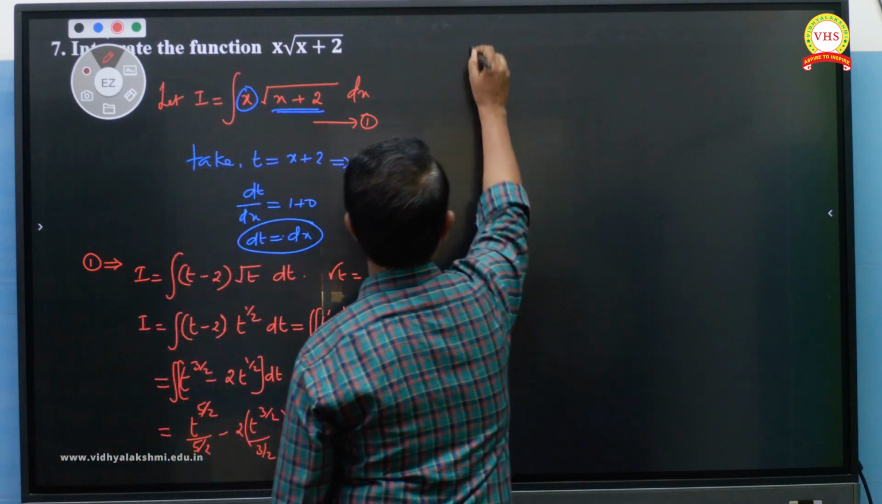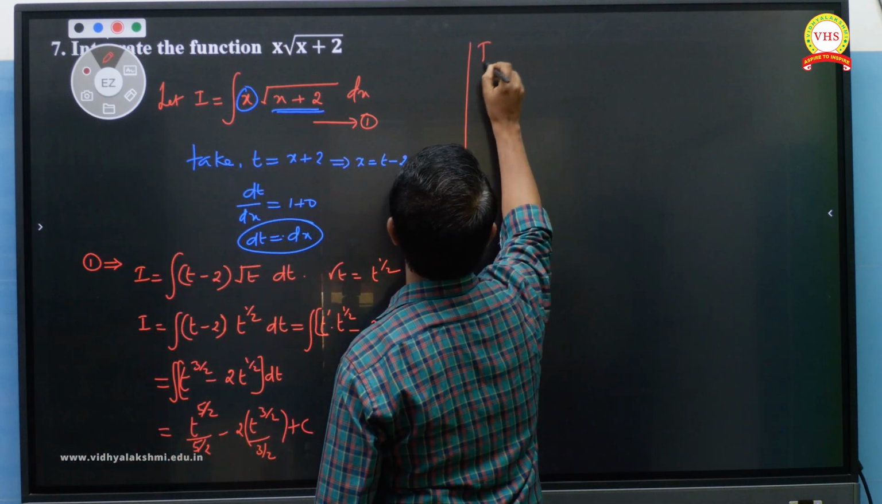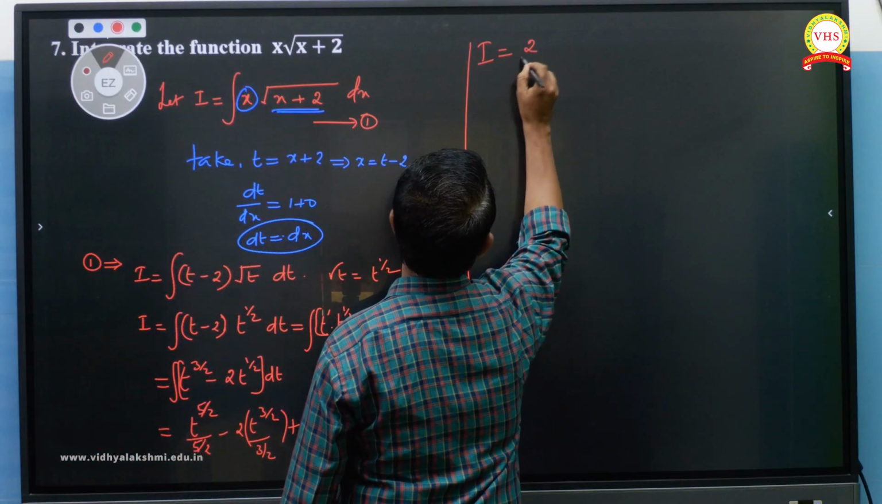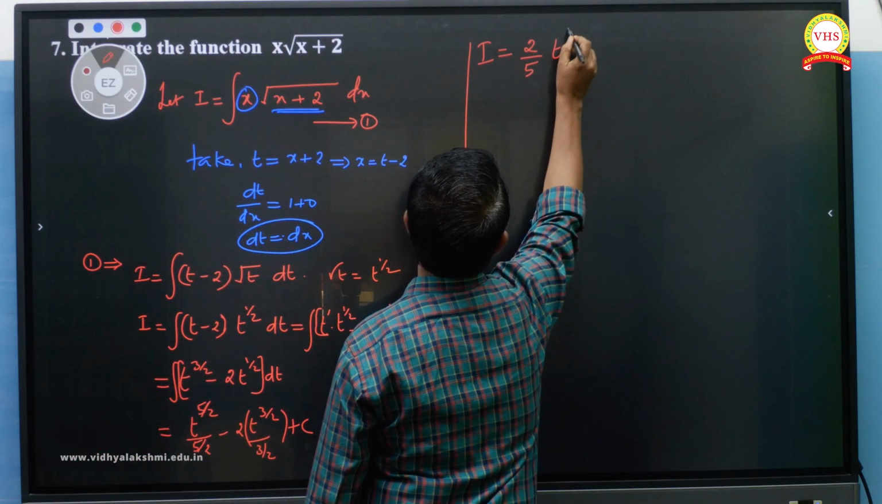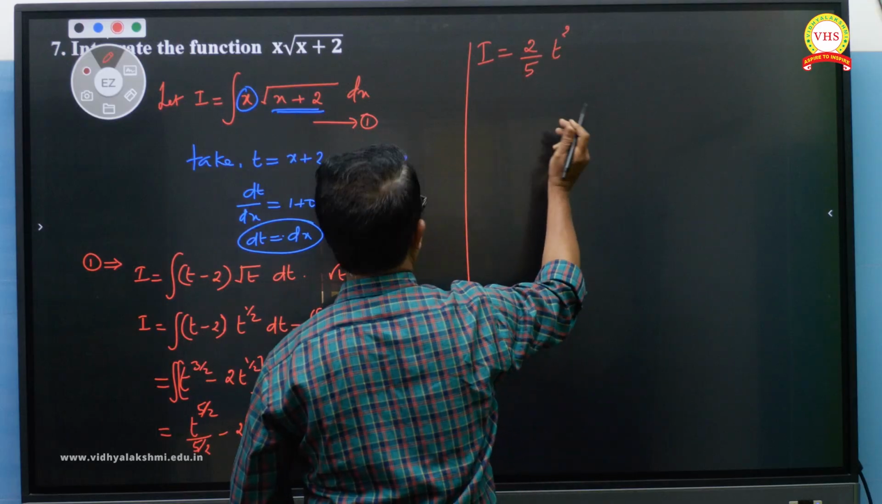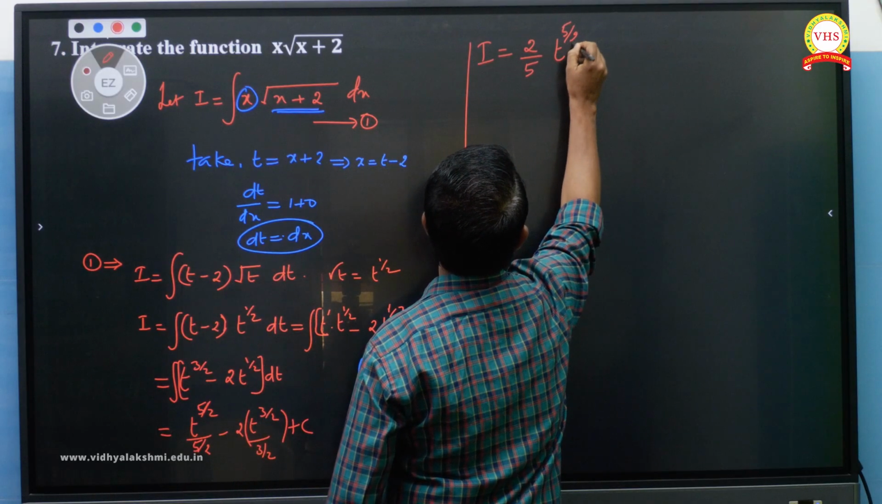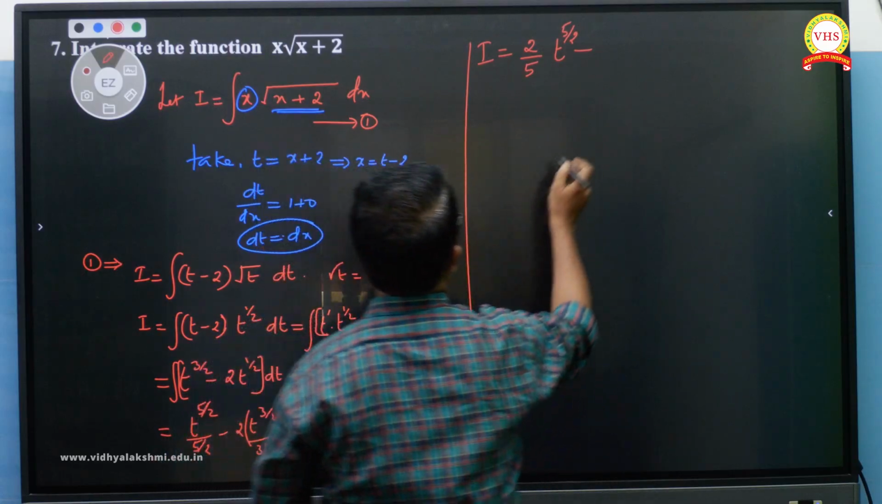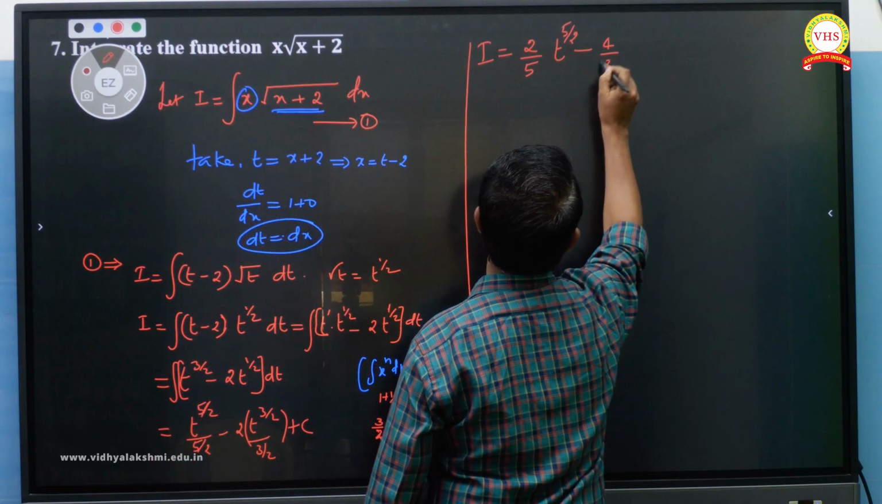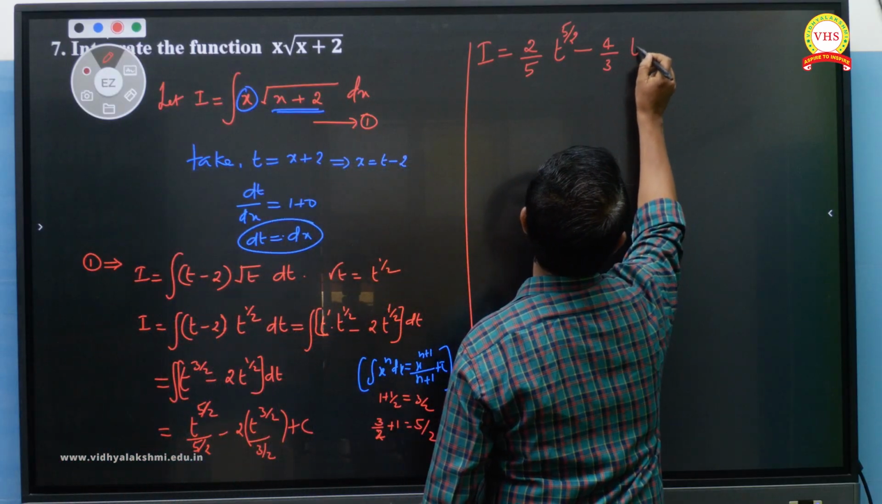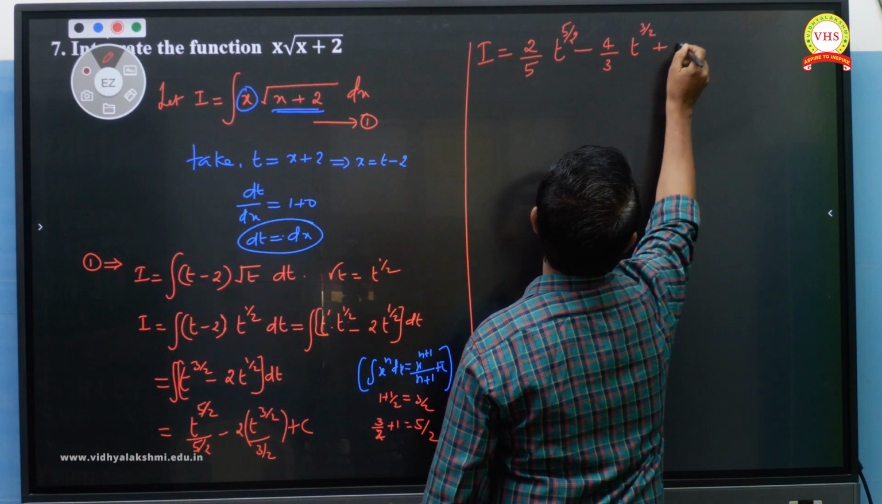Now finally, what do we take? What is I equal to? Taking the reciprocal, 2 by 5 t to the power of 5 by 2, correct? And then minus: 2 times 2 is 4, so 4 by 3, taking the reciprocal, t to the power of 3 by 2 plus c.